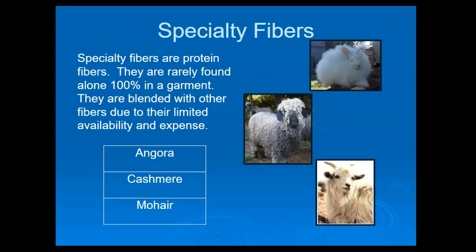Then we have some specialty fibers, and you're looking at these going, well, why are these not protein fibers? They are protein fibers, but they're also extremely rare and expensive. It's rare that you're going to find 100% Angora rabbit or 100% mohair goat fibers, because the availability is limited, and it's extremely expensive to process these and make an entire garment out of it.